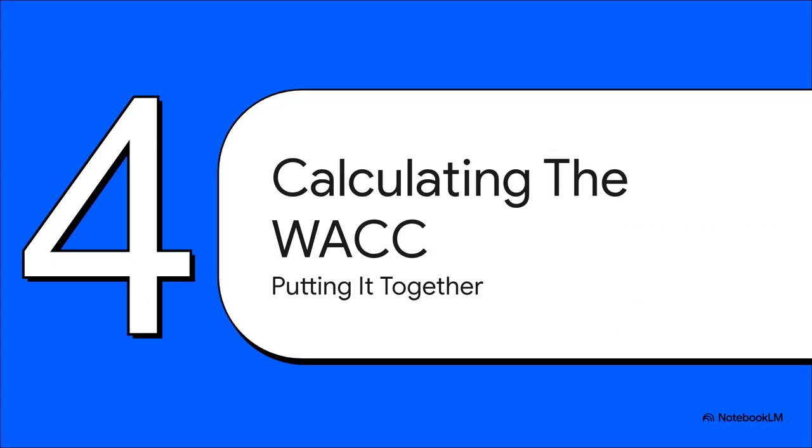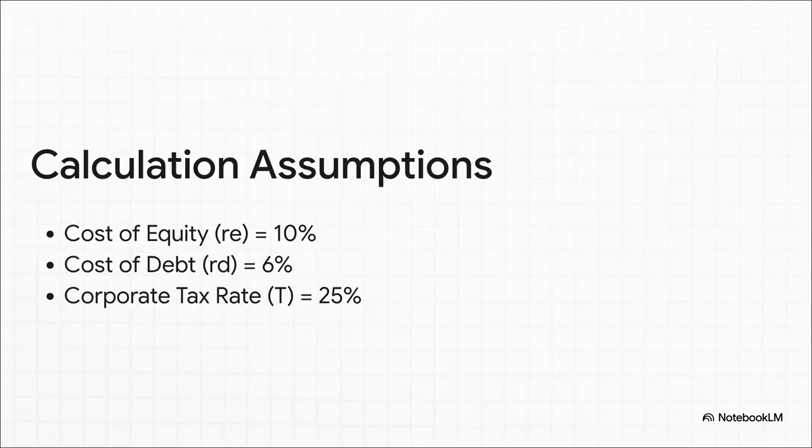All right, that's enough theory. Let's get our hands dirty. Let's plug in some actual numbers for our company and calculate its WACC. This is where it all clicks. So to do the math, we just need to make a few assumptions. Let's just say the company's cost of equity, that's the return its shareholders expect to make, is 10%, and the interest rate on its debt is 6%. And finally, it pays a corporate tax rate of 25%.